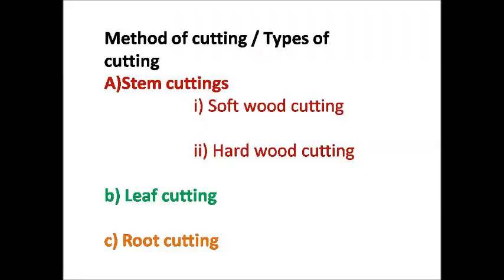Methods of cutting. Types of cutting. A. Stem cutting, which has two parts: softwood cutting and hardwood cutting. B. Leaf cutting. C. Root cutting.